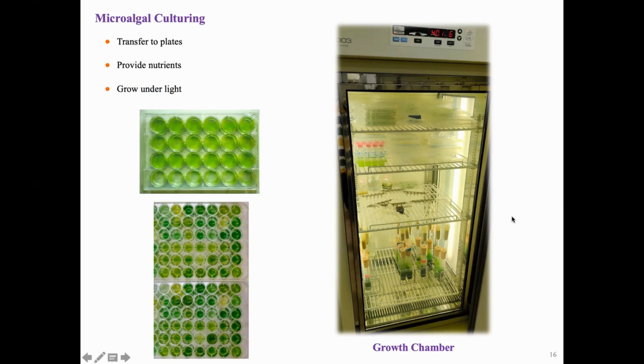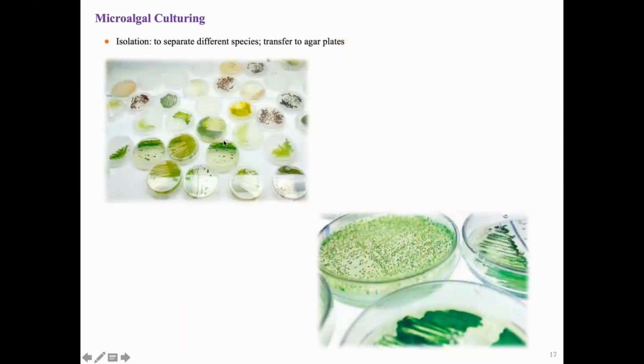This photo shows a typical growth chamber for microalgae. It has lights from all four sides, and you can set the desired temperature, whatever you wish. So after getting some growth, you can then isolate different species using standard microbiological methods.